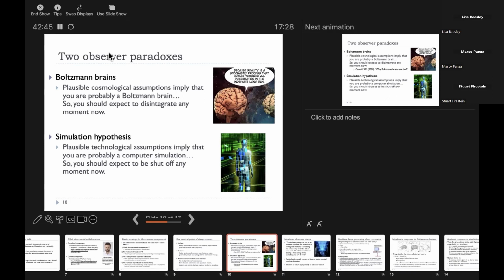Boltzmann brains, what's the problem? What's a Boltzmann brain? The problem is that plausible cosmological assumptions imply that you are probably a Boltzmann brain, and so you should expect to disintegrate any moment from now.